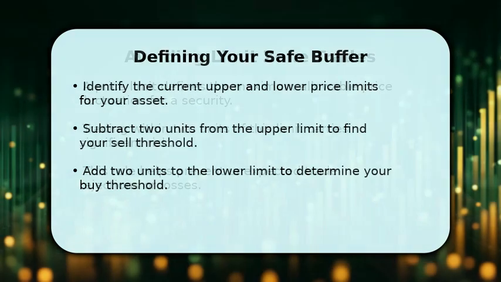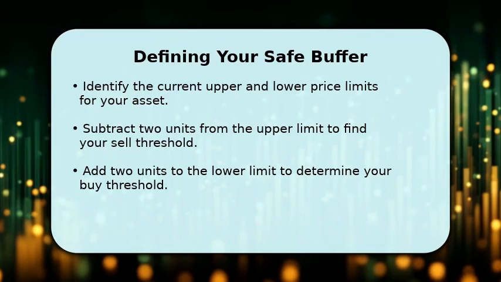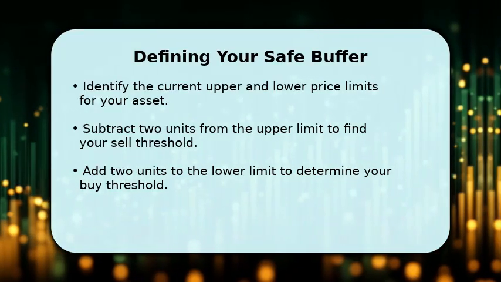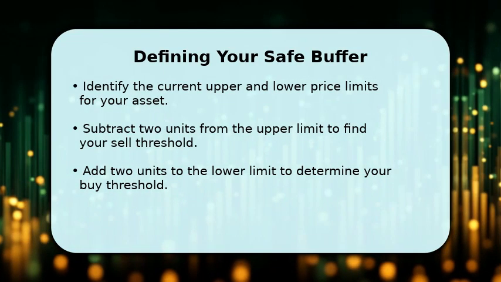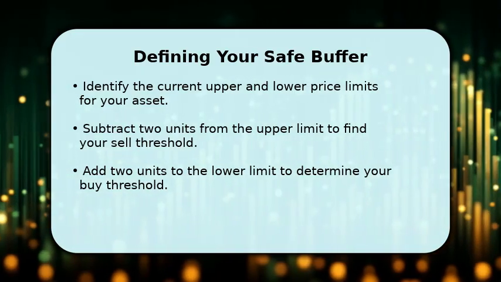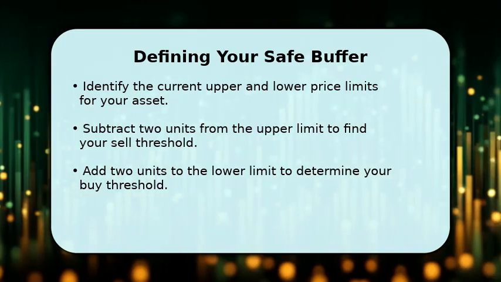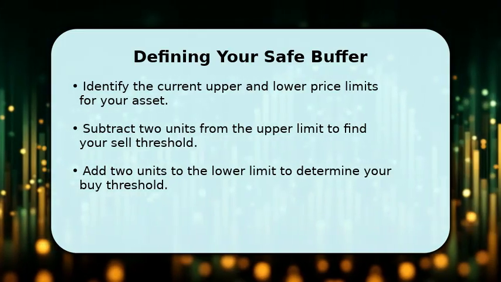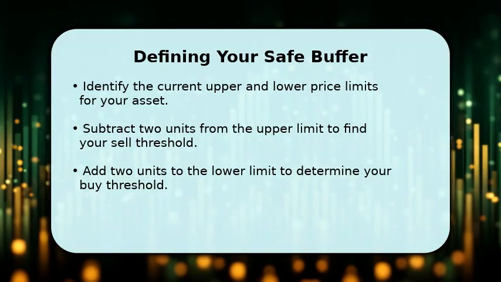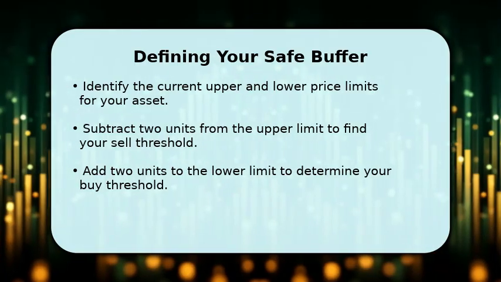To define your safe buffer, first identify the exact upper and lower price limits for the asset you are trading. For selling, subtract 2 units from the upper limit. This is your new maximum sell price. For buying, add 2 units to the lower limit. This is your new minimum buy price. Always ensure your orders are placed strictly outside these 2-unit buffer zones to avoid issues and maintain compliance.